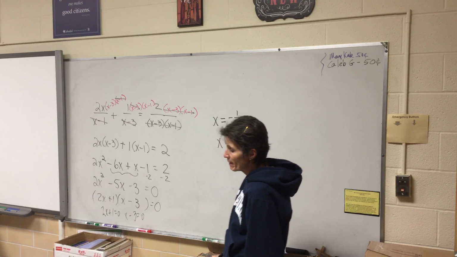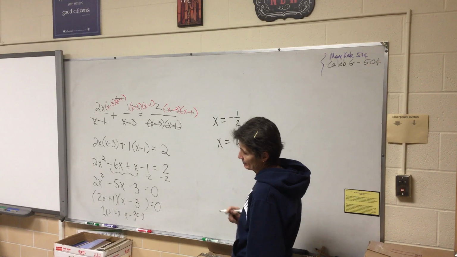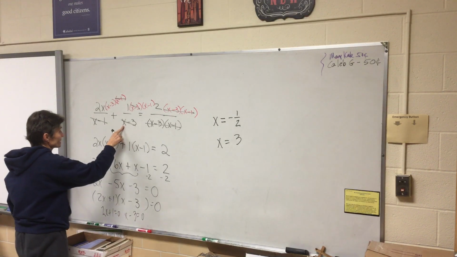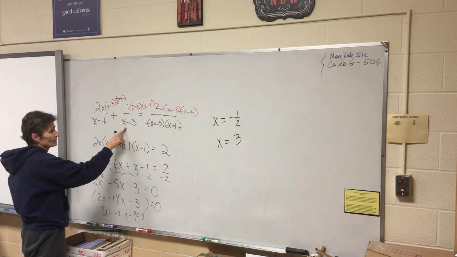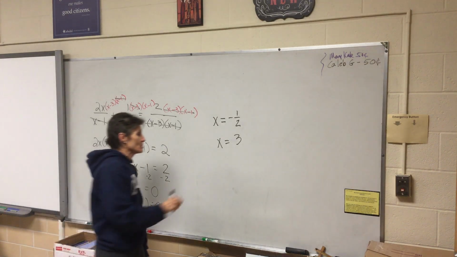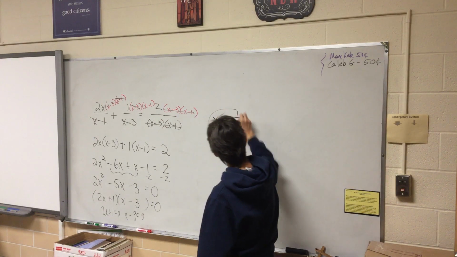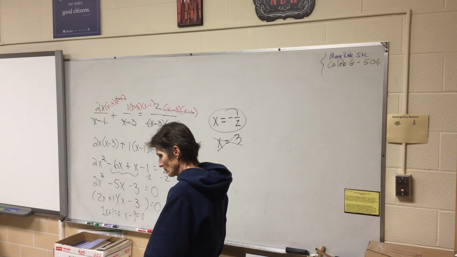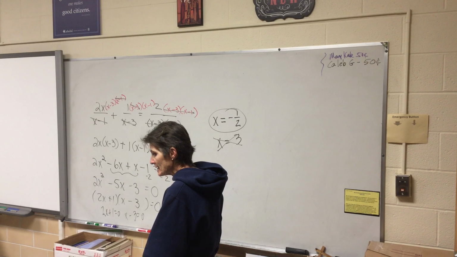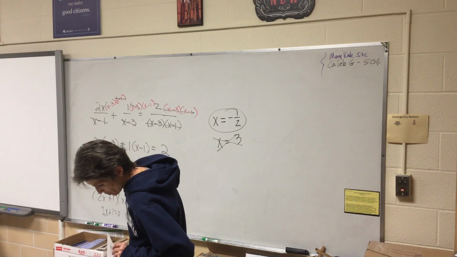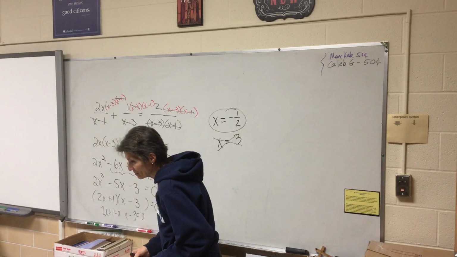And then we got to remember to check. What would happen if we put 3 in right here for this x? What would happen to this denominator? Yeah, and it can't be a 0. So that would be an extraneous root, and the only answer is negative 1/2. Any answer you come up with cannot make the denominator 0. So you got to get rid of them if they make the denominator 0.